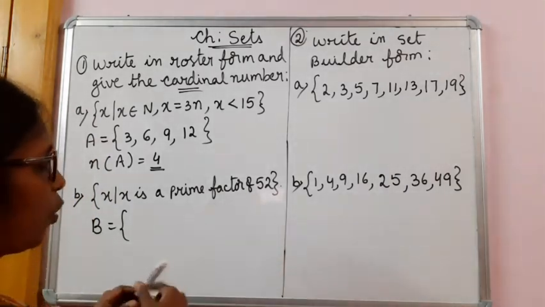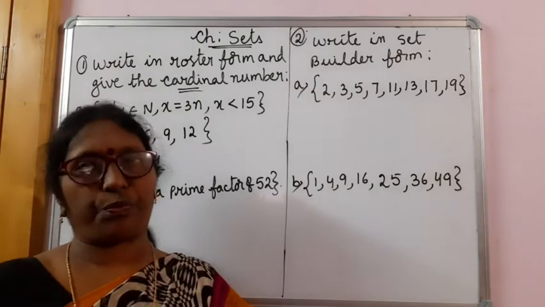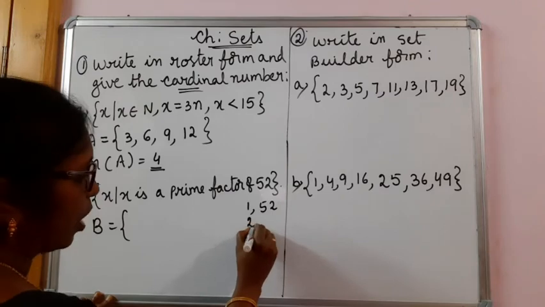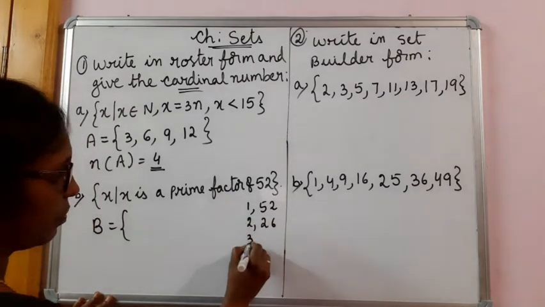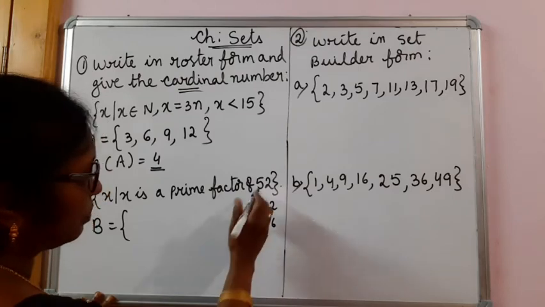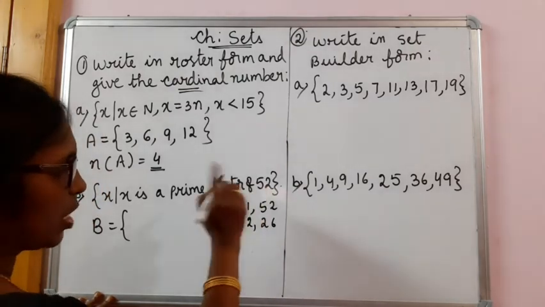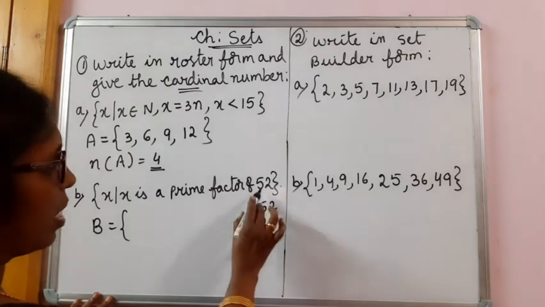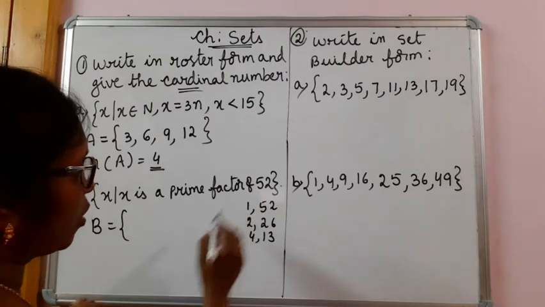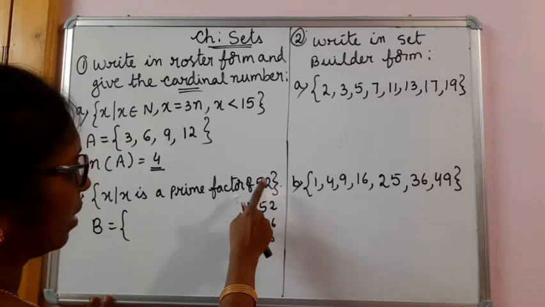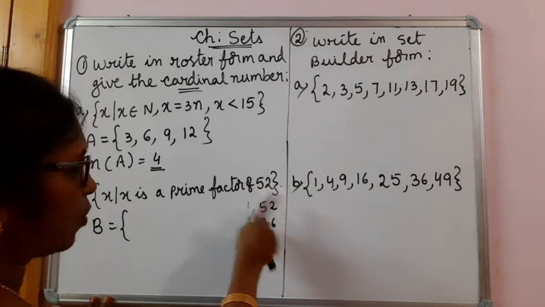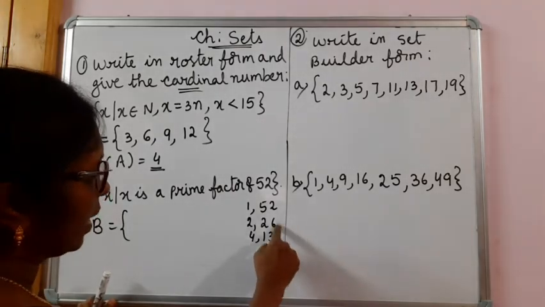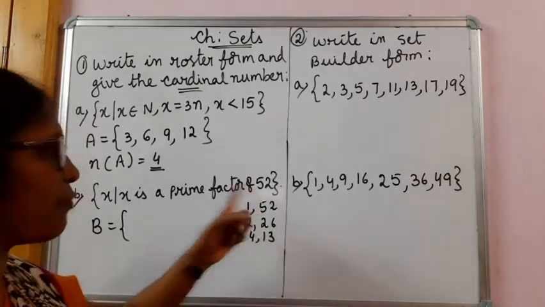So 52, a very easy way to find the factors, let me explain. 1 times 52 is 52. 2 twenty-sixes are 52. 3 is not a factor, that means 52 is not divisible by 3. 4 thirteens are 52. 5 is not a factor, 6 is not a factor, 7 is not a factor, 8 is not a factor, 9 is not a factor, 10, 11, 12, no. Again 13 fours are 52. That means 1, 2, 4, 13, 26, 52 are the factors of 52.